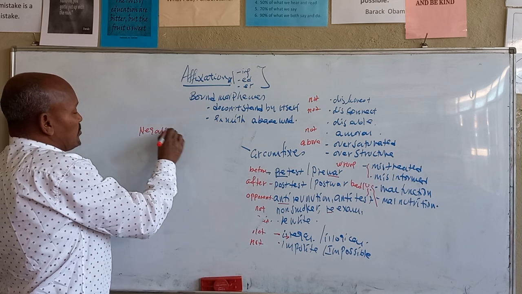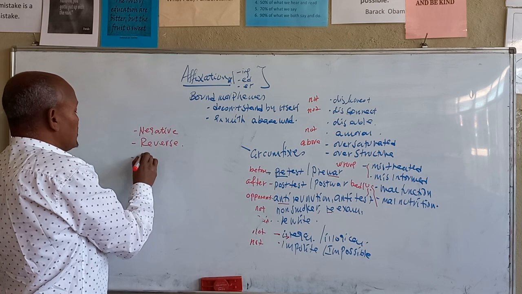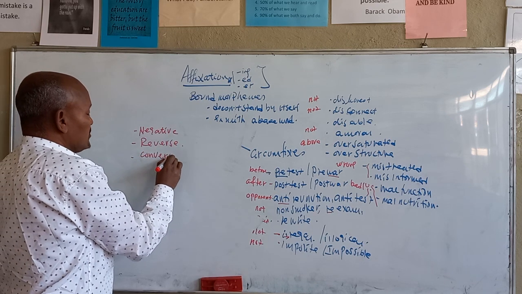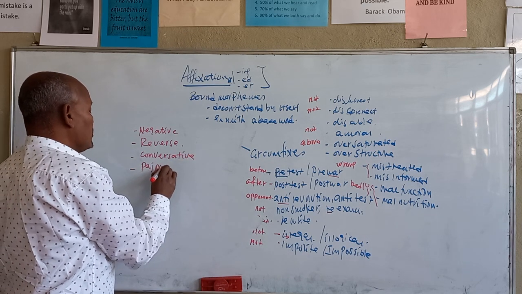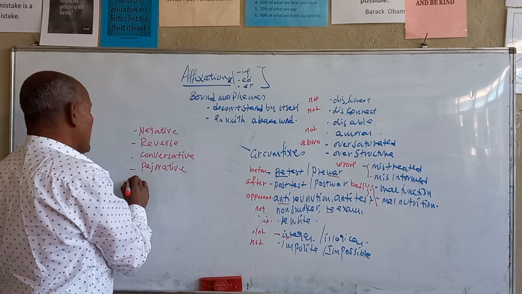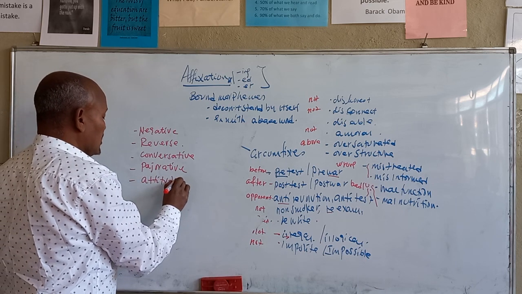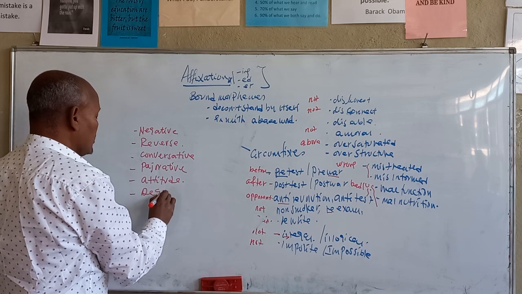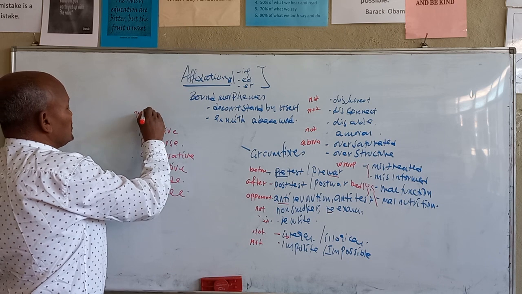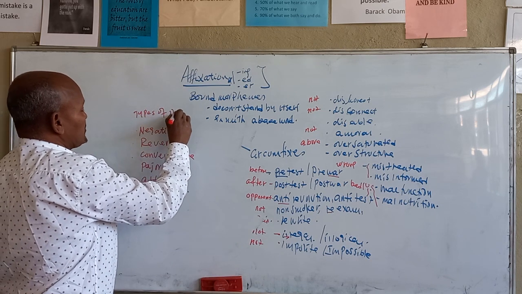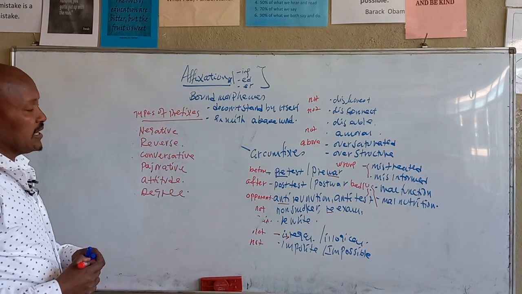Negative prefixes, reverse and conversative prefixes, and pejorative prefixes, and attitude, all right? Attitude, and attitude or degree. Look here. These are the types of prefixes. The first type is negative prefixes.